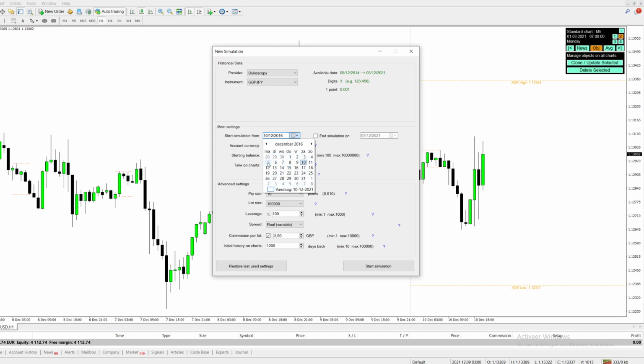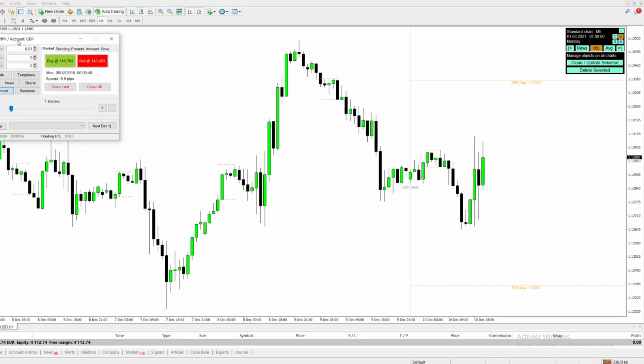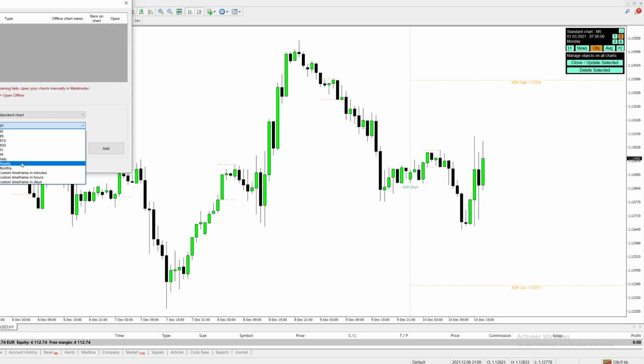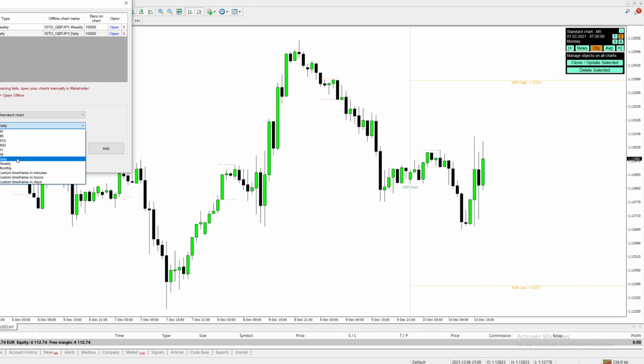So let's start on the Monday, the 5th. This is all right. The spread on GBP JPY can be a little bit bigger, so we have to think about that. Now let's pull up the charts, going again from weekly down to the 15 minute chart.